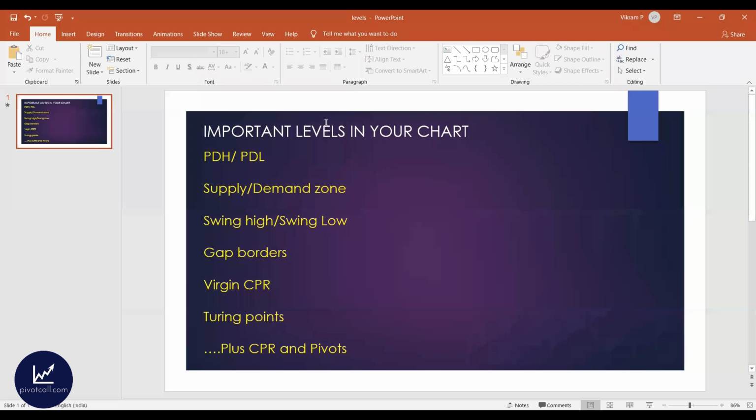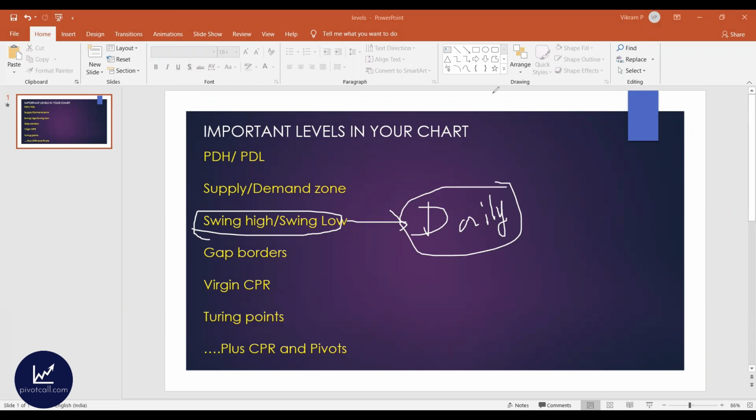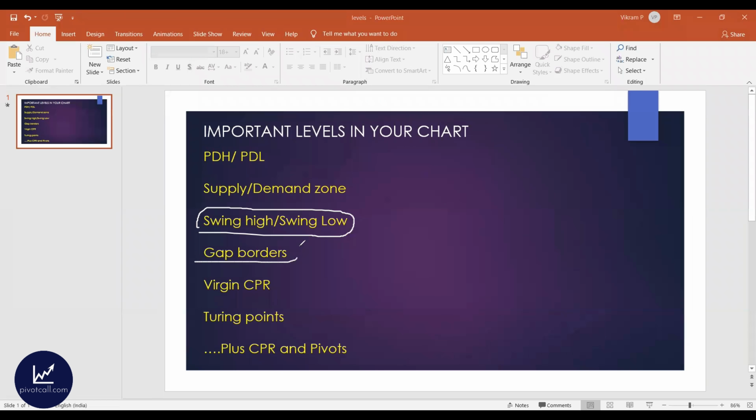Next one, I said swing high and swing low. Swing high and swing low you should see only on the daily time frame. This is more like a supply and demand zone, but the only thing is that the time frame will be different. And gap borders. You should know that swing high, swing low and gap borders should both be marked on the daily time frame only. Now let's go to the daily time frame chart.